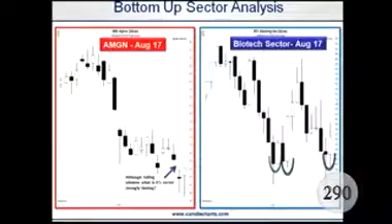So let's go through here. Bottom-up sector analysis, meaning you have a market, you pick it however you want, a stock, and then you're thinking of buying or selling it.